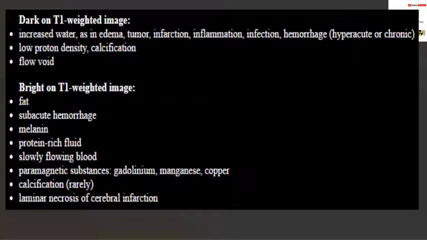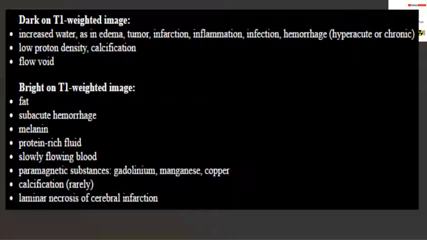So, yung images that appear dark on a T1 weighted image: increased water, just like in edema, tumor, infarction, inflammation, infection, and hemorrhage. Hemorrhage na pwedeng hyperacute or chronic ang cause. Low proton density also appears dark. Calcification and flow void also appear dark.